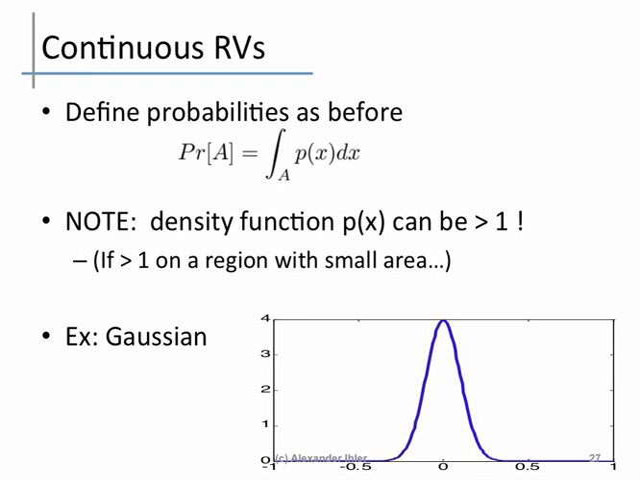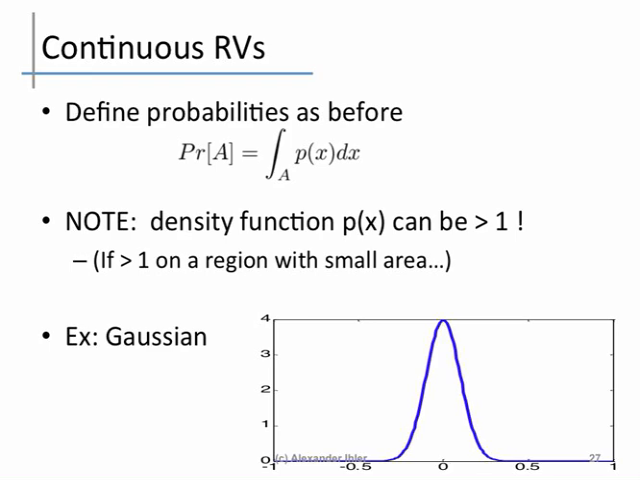A subtle point here is that the density function p of x is not restricted in quite the same ways that the probability mass function is. In particular, it can have values that are greater than 1. They still all be non-negative, of course. What happens is p of x can be greater than 1 on a region with a very small area, so that the integral of p of x over that region will still be less than 1.